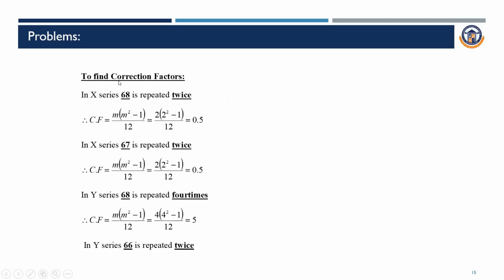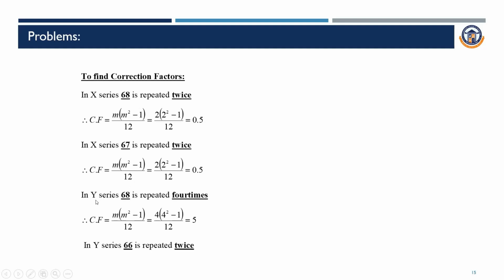So now we are going to find the correction factor. So correction factor formula is m into m square minus 1 by 12. So in the x data, 68 is repeated twice. It means m value is 2, not 68, it is just 2. So here we substitute m by 2. So your answer is 0.5. In the same x data, the another value 67 is also repeated twice. So again m is 2, we substitute m is 2 and find the value of correction factor, it is 0.5.